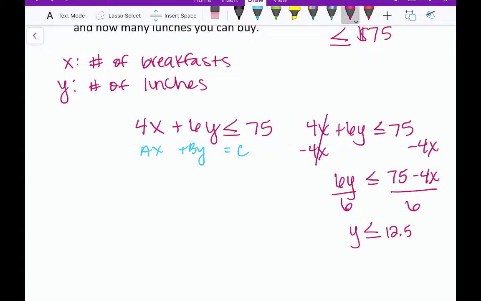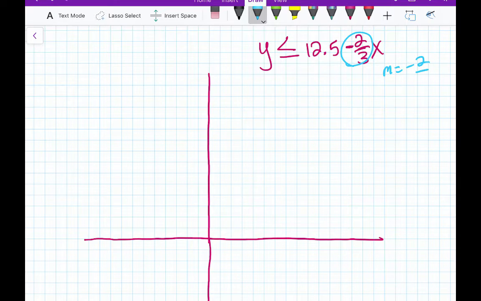So I'm going to go ahead and write it as 12.5. And then I have negative 4 over 6, which simplifies to negative 2/3 x. So there is my inequality: y is less than or equal to 12.5 minus 2/3 x. And the reason this is helpful is because now I can graph it on the coordinate plane and really see my solutions. All right, so my slope is negative 2/3 and my y-intercept is 12.5.